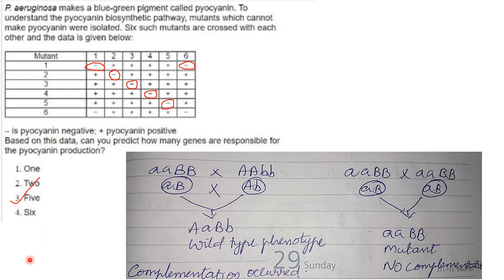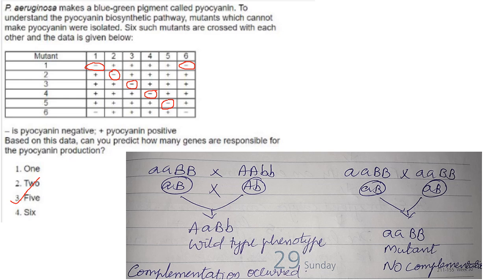So here if you see, when you cross 1 with 1, this one is negative, and 1 with 6 is negative. So there the mutation has happened in the same gene. So they belong to the same group. So 1 and 6 is one group.